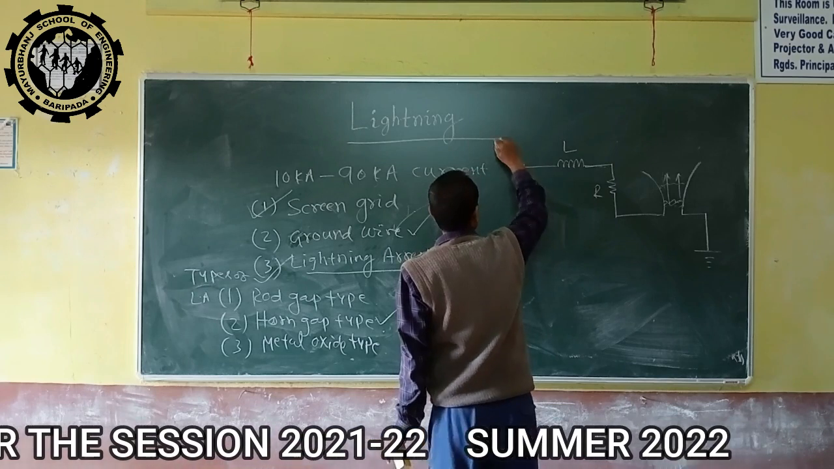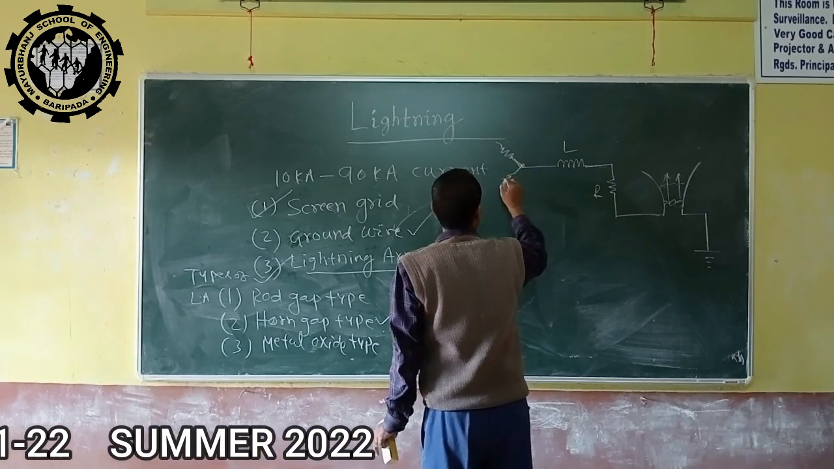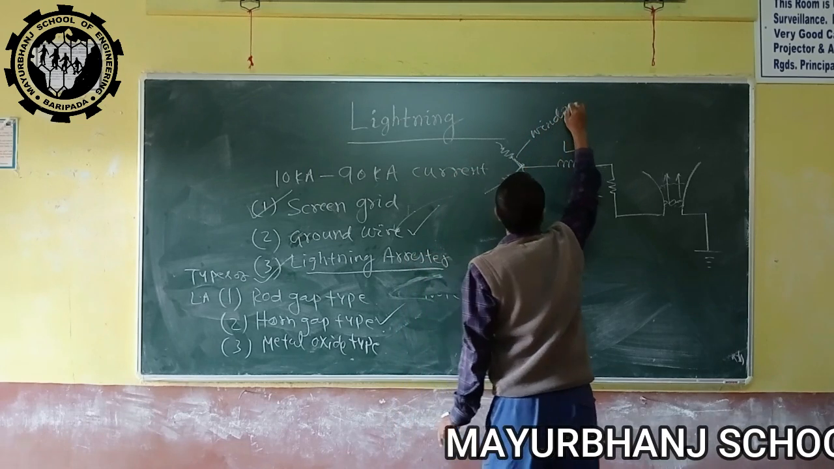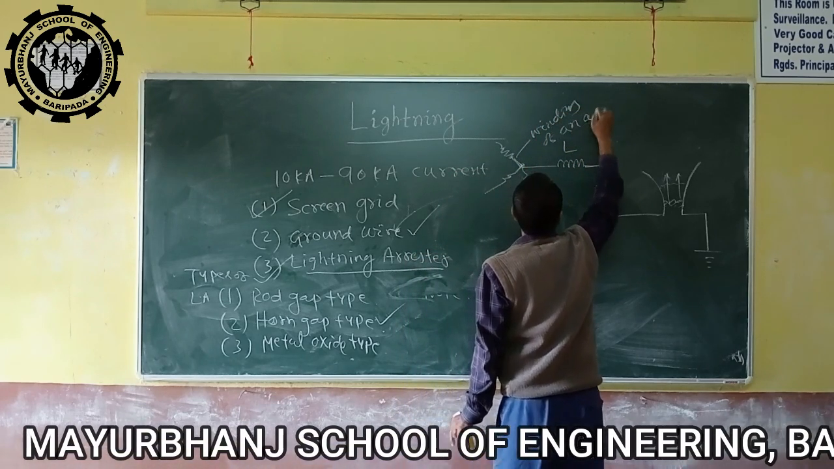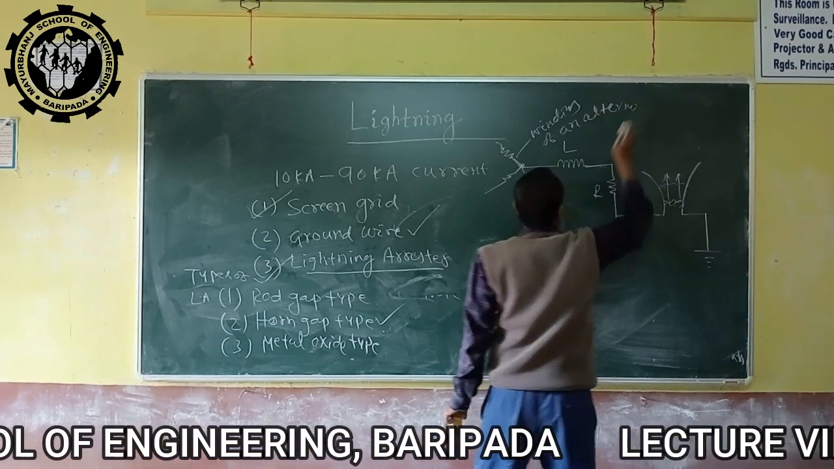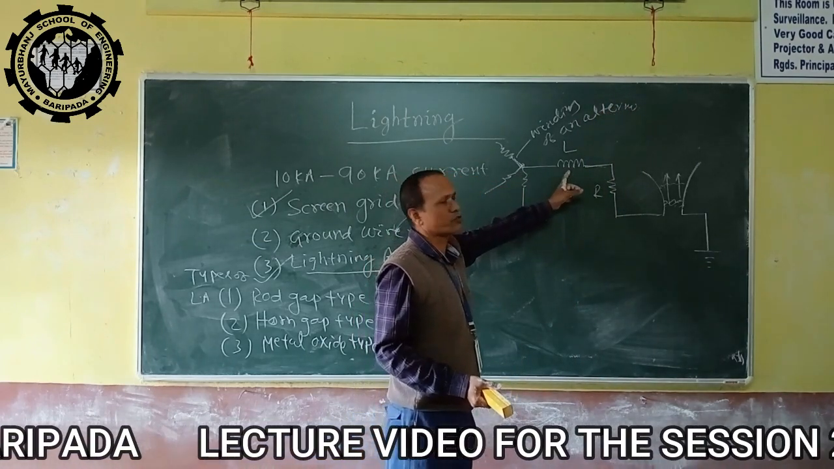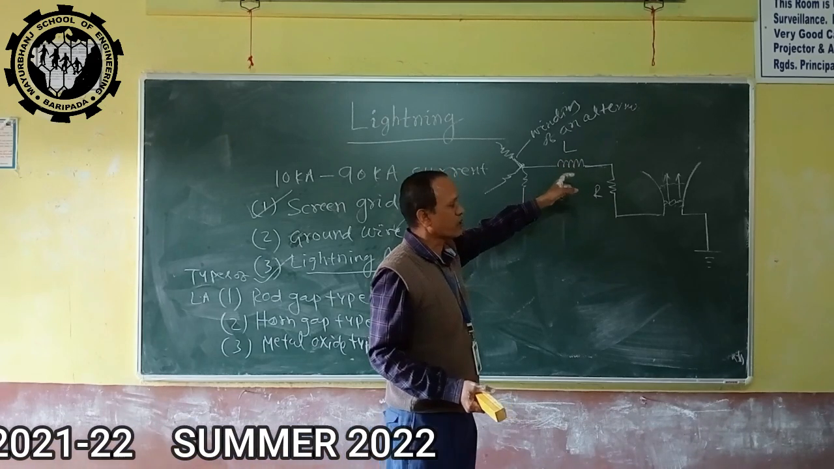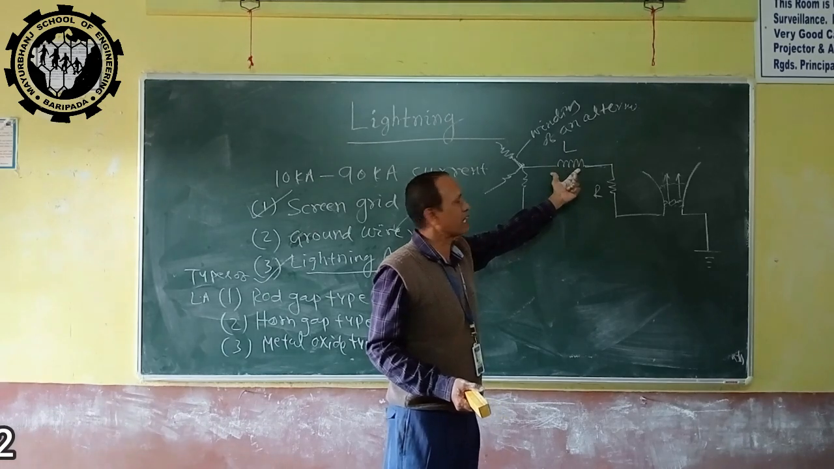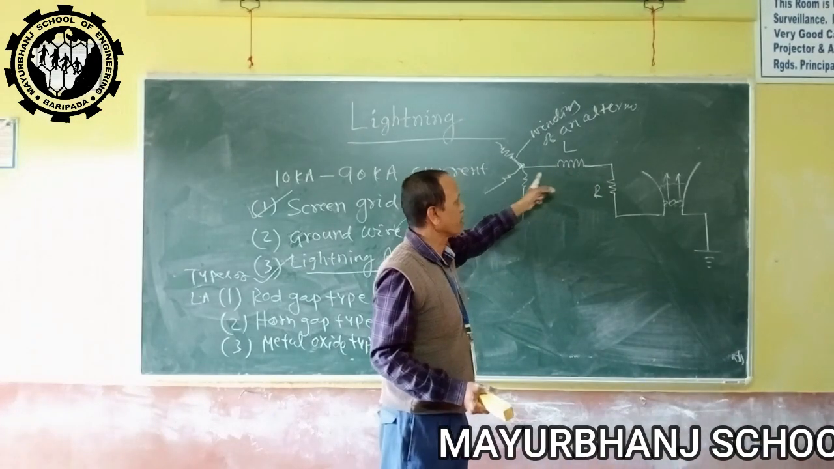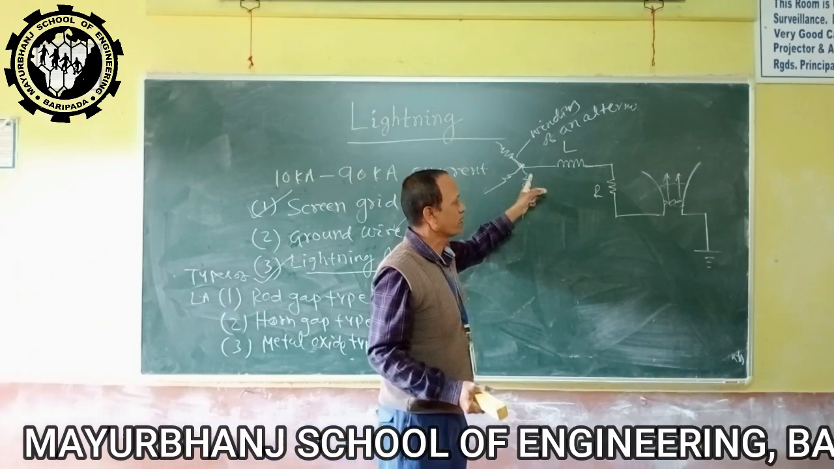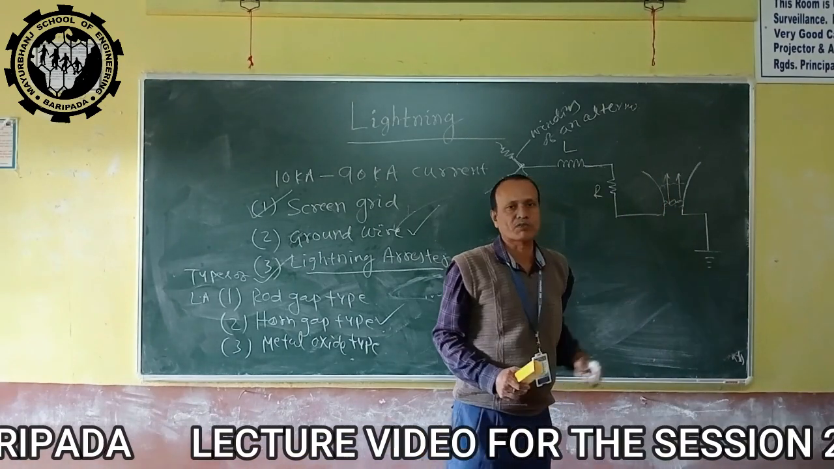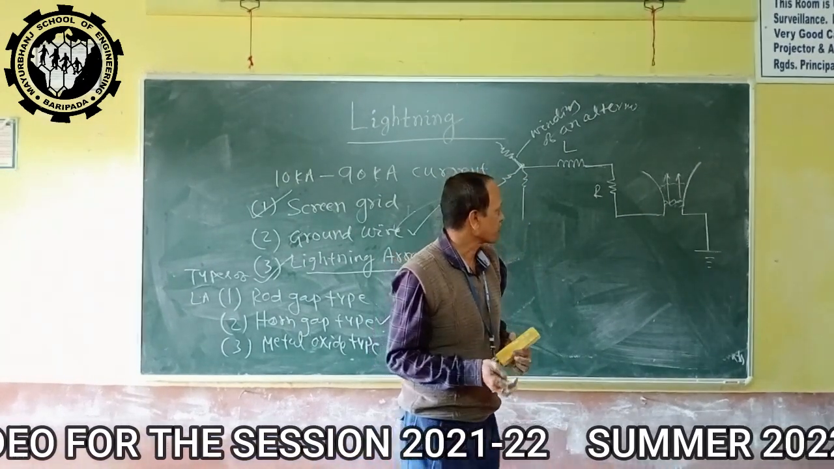Suppose this is the winding of an alternator. The function of this choke coil is that its reactance is low under normal condition, but under over voltage condition its reactance is high. So it protects the winding from any over voltage coming towards it, and at the same time the arc is extinguished due to its upward movement. In this way the lightning arrester protects.